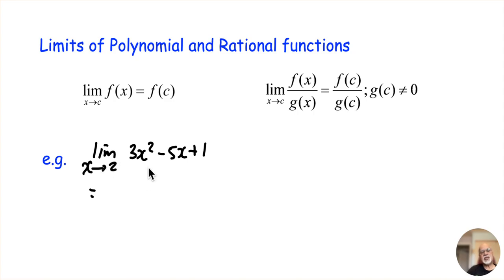Well, we can figure that out just by substitution here. So that would just be 3 times 2 squared minus 5 times 2 plus 1. And so that becomes 12 minus 10, which is 2, plus 1, 3. So this simply says that as x is approaching 2 on this function, the y value is approaching 3. Let's look at another example.